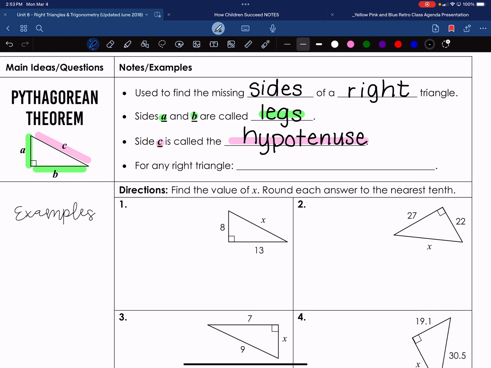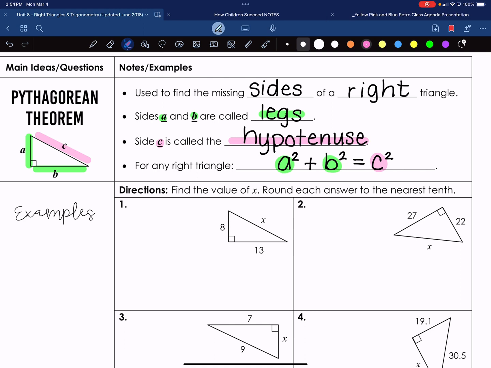Okay, so just to jog your memory, for any right triangle, Pythagorean theorem is this: a squared plus b squared equals c squared. Okay, A and B, they are your legs. C is your hypotenuse. Okay, so you don't necessarily have to highlight your triangles every time like I do at the beginning, but I just kind of do it so you recognize what parts of the triangle that we have.